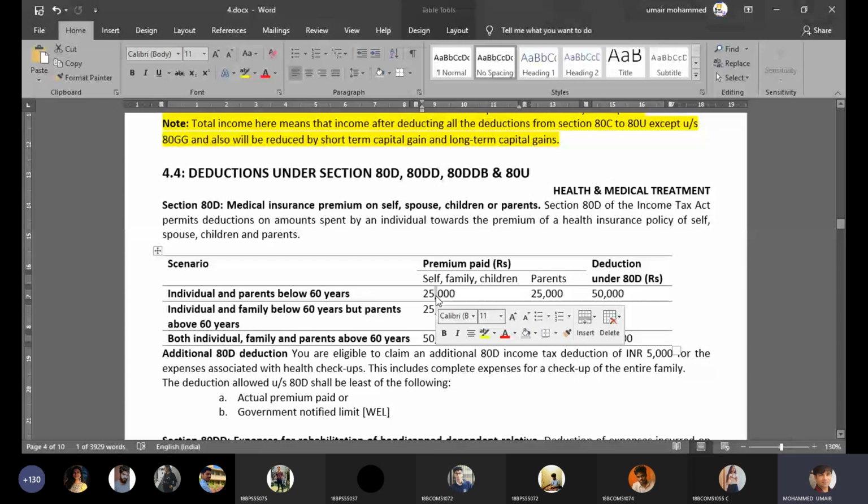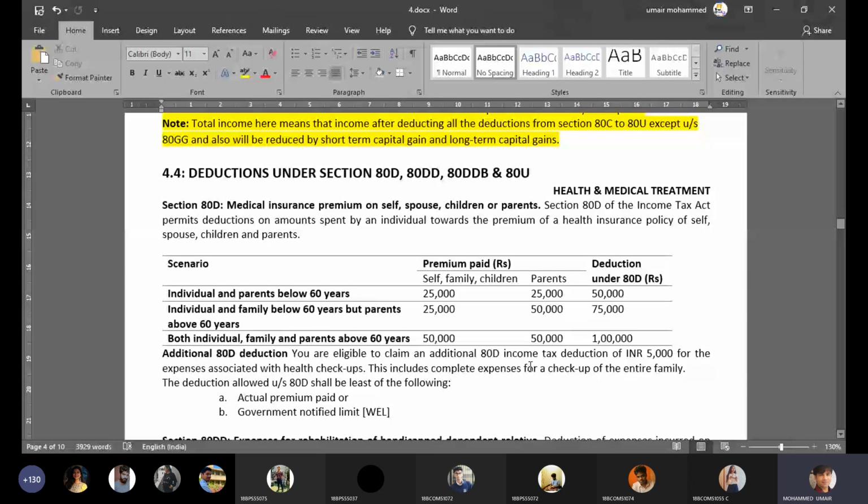But what if the parents are above 60? The assessee is within 60, but parents are above 60. In that case, the amount is doubled for parents. And in case the assessee is also above 60, parents are also above 60, then again the amount changes. So maximum 1 lakh. In addition to premium paid towards medical or health insurance, the assessee can also claim an additional 5,000 rupees for preventive health checkup.